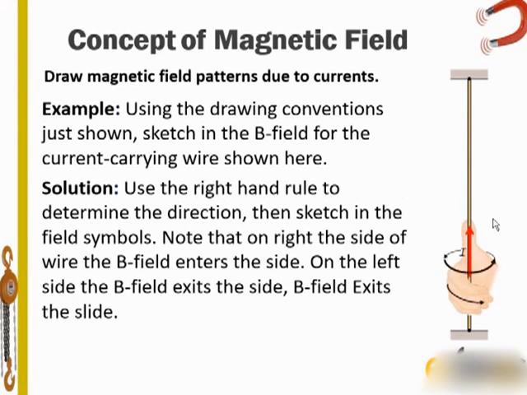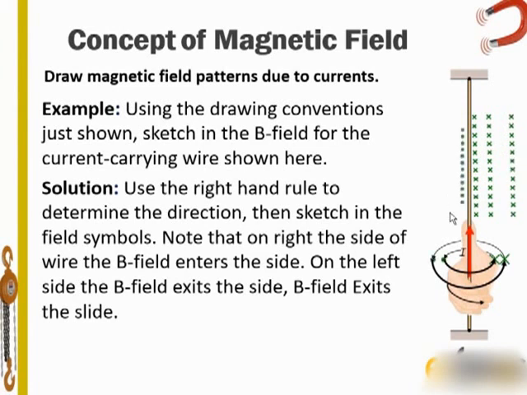Now, note that on the right side of the wire, the B field enters the paper on that side, and on the left it is coming outwards. According to the right-hand rule, if you curl your fingers around that wire, then you can see the direction of the magnetic field. So the magnetic field is going into the paper on the right-hand side, and it's coming out of the paper on the left-hand side.